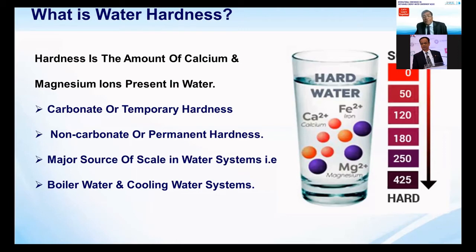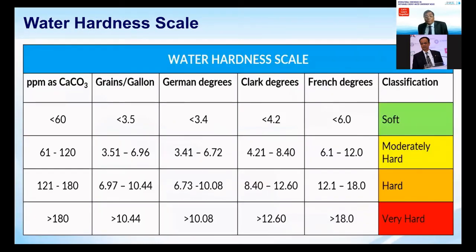We have two types of hardness which are present in the water. One is the temporary hardness and the other is the permanent hardness. Temporary hardness is mainly due to the carbonates, and permanent hardness is due to the non-carbonate compounds. And the major source of scale in water, boilers, and cooling towers, I have already explained. And this is a table which I have shared for your information, showing generally how we categorize the water.